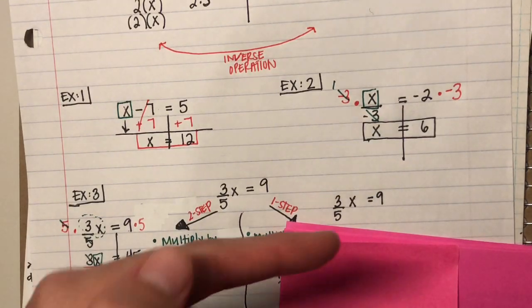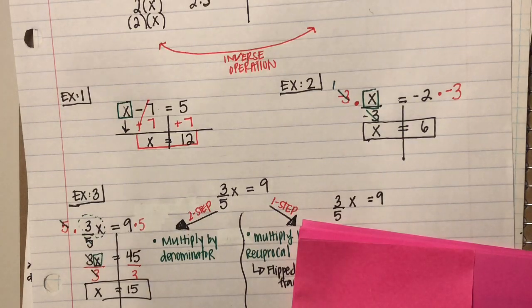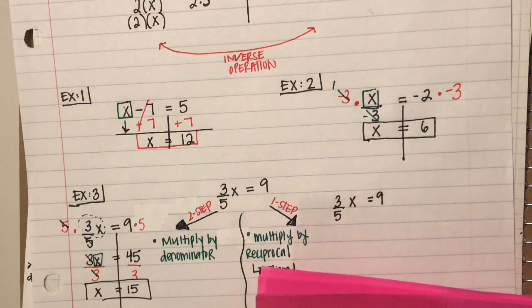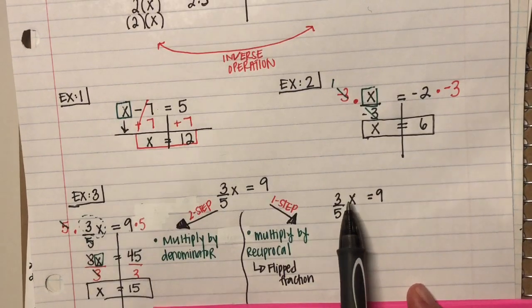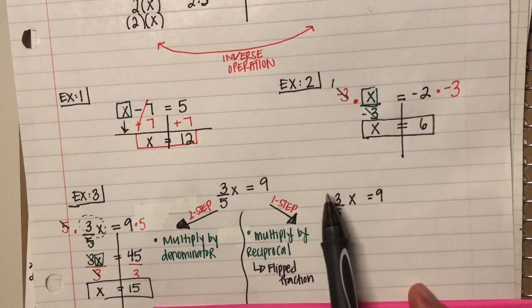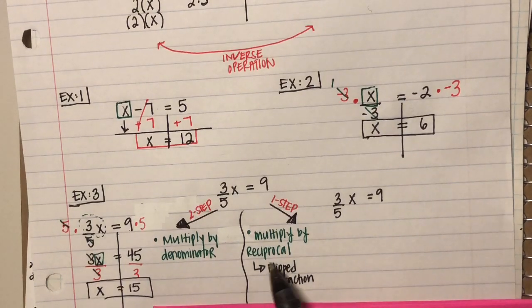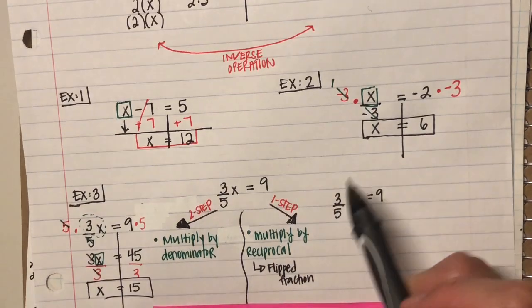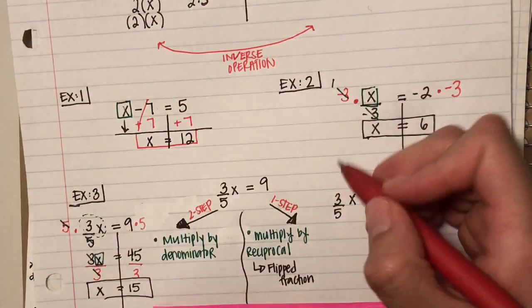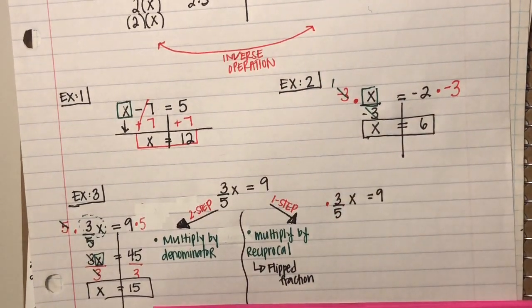So let's take a look at the other way. This way is a little bit faster because it takes 1 step, but not everybody's comfortable with this way, but I'll show it to you. Okay, so here's the same problem. So I can clear this fraction in 1 step, and that is by multiplying by the reciprocal. And the reciprocal just means a flipped version of your fraction. So I need to multiply by the reciprocal. So I take this fraction and I flip it.